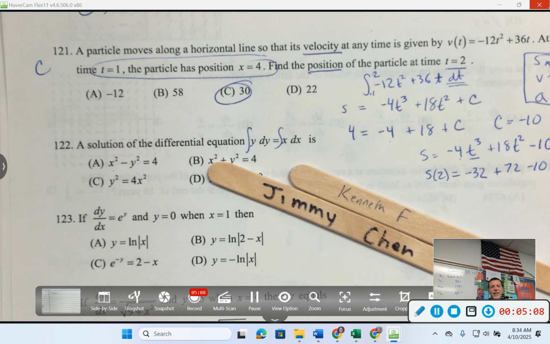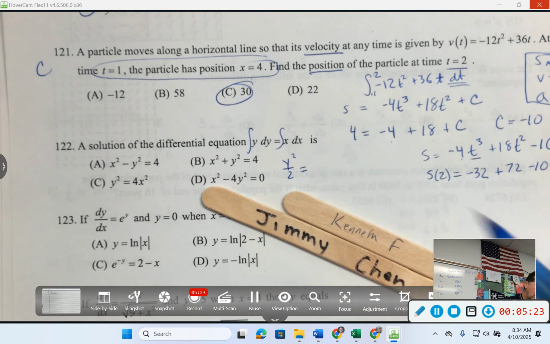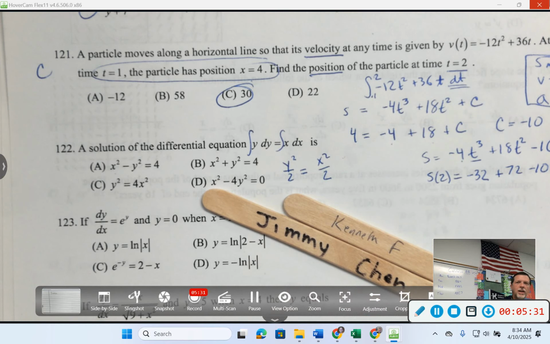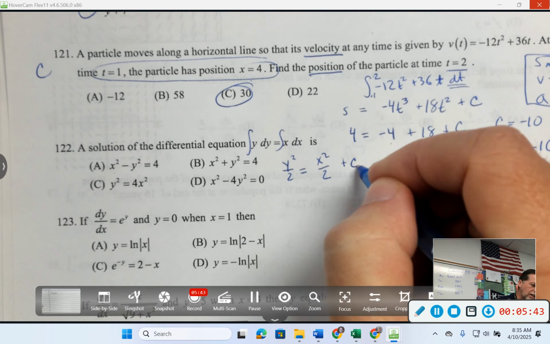Jimmy, how about the antiderivative of y dy? Y squared over 2. Kenneth, how about the antiderivative of x dx? X squared over 2. Okay, well, neither one of those guys was wrong, but neither was completely right, because I need a plus c. And it doesn't matter which side it's on, but usually we put it with the x.